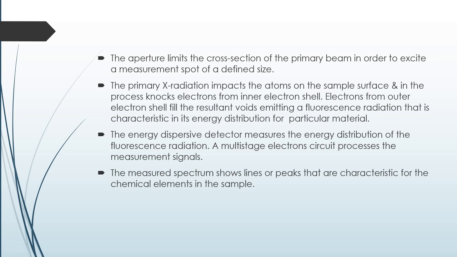A multistage electronic circuit processes the measurement signals. The measured spectrum shows lines or peaks that are characteristic for the chemical elements in the sample. The instrument computes the thickness of the coatings and the analysis result. So this is X-ray fluorescence spectroscopy.